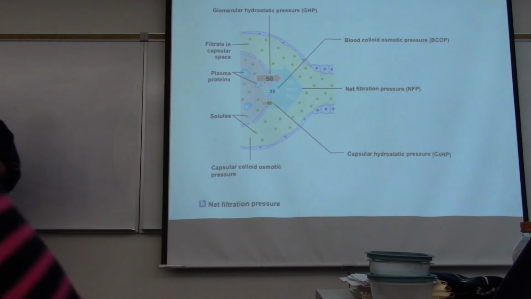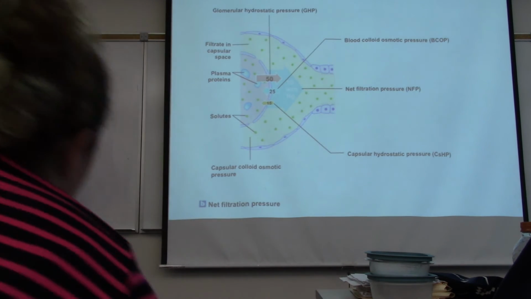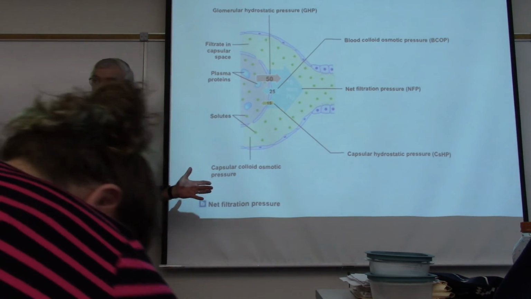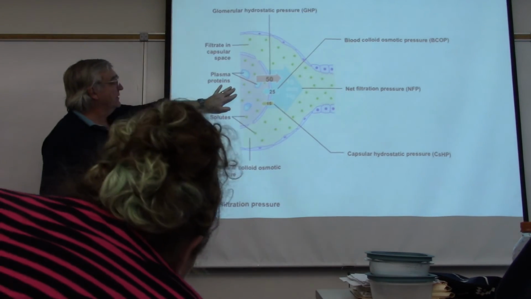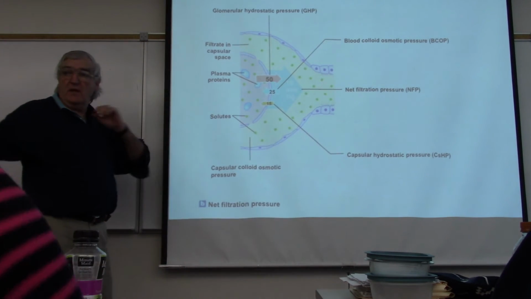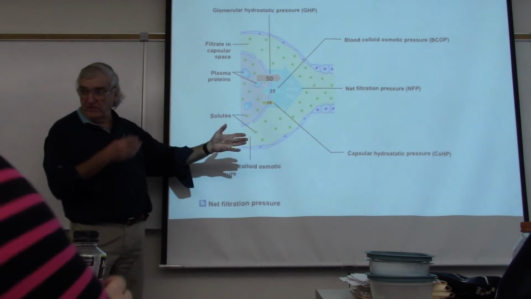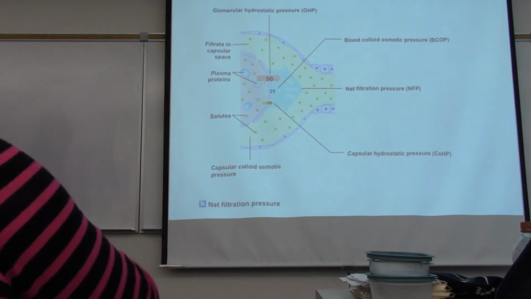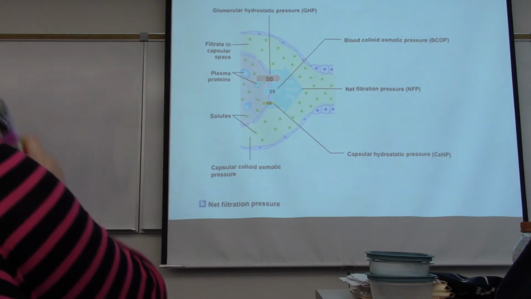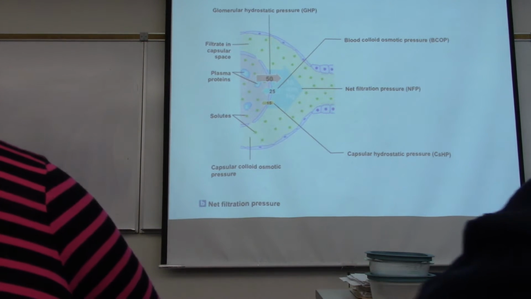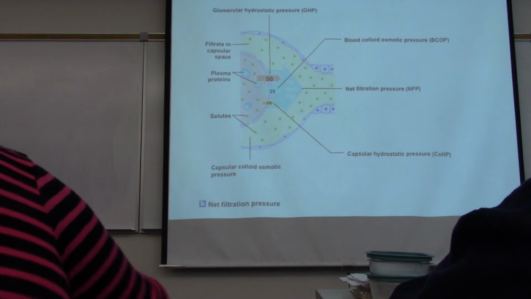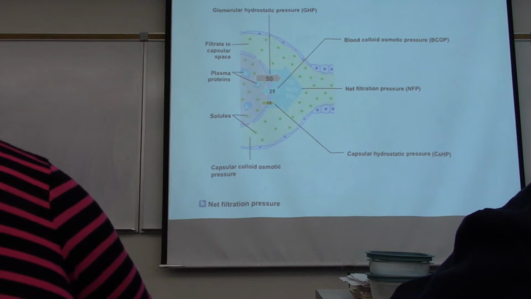Now what are the pressures that are working on this business, okay? The first pressure is that blood pressure, okay? This is high pressure in here. Remember, it's caught between the afferent arteriole and the efferent arteriole. There's significant pressure in here, and we call that the glomerular hydrostatic pressure. It's basically just pressure, hydrostatic pressure. That's by far and away the biggest pressure, and that is the main one responsible for fluids going out.